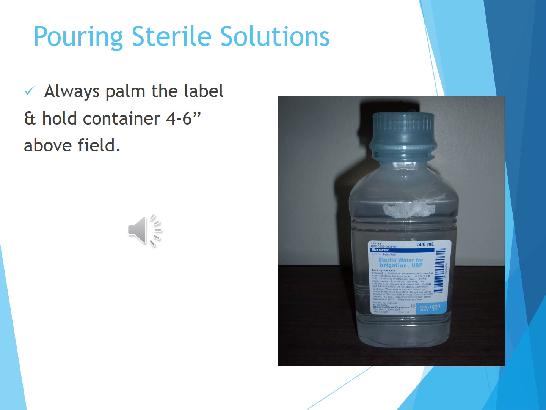Okay, and when we pour, we're always going to pour about 4 to 6 inches above the field to be careful not to touch anything that may be on the field, and not too far up where we can accidentally drop the bottle onto the field, therefore contaminating it.